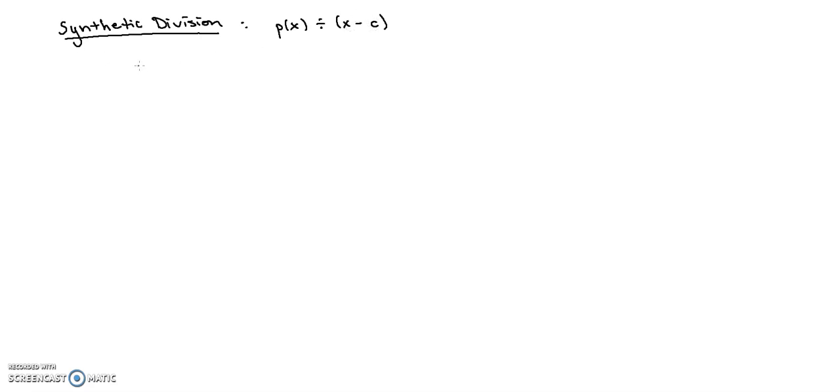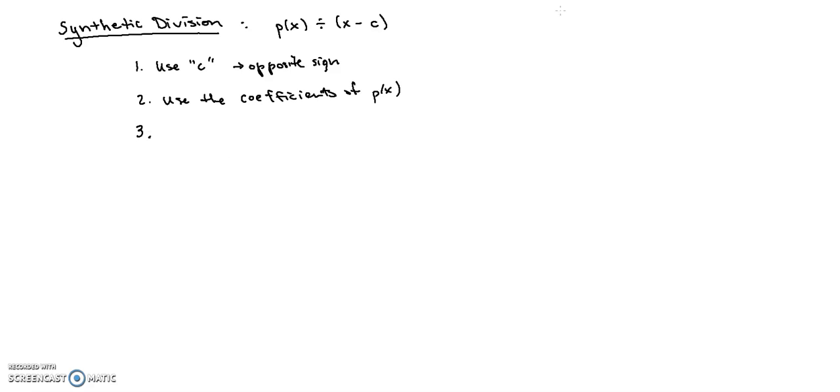All right, so what we're going to do is use c, which means that it's going to be opposite sign. So we've got x minus c here, and we're going to use c. Our c is always going to be opposite sign from whatever it is in the binomial. We're going to use the coefficients of p of x. Again, if any terms are missing, we're going to fill them in with 0. And then let's set it up so we can see what the next two steps are.